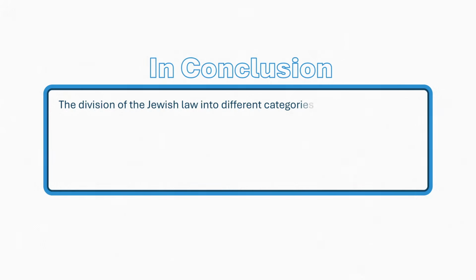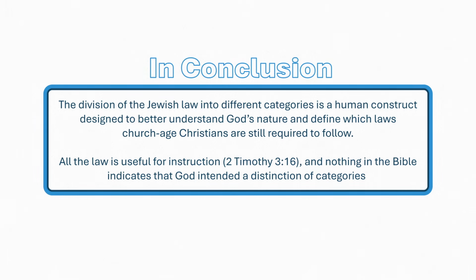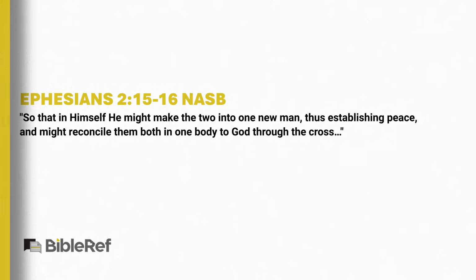In conclusion, the division of the Jewish law into different categories is a human construct designed to better understand God's nature and define which laws church-age Christians are still required to follow. All of the law is useful for instruction, and nothing in the Bible indicates that God intended a distinction of categories. Christians are not under the law. Jesus fulfilled the law, thus abolishing the difference between Jew and Gentile. A final scripture: so that in himself he might make the two into one new man, thus establishing peace, and might reconcile them both in one body to God through the cross.